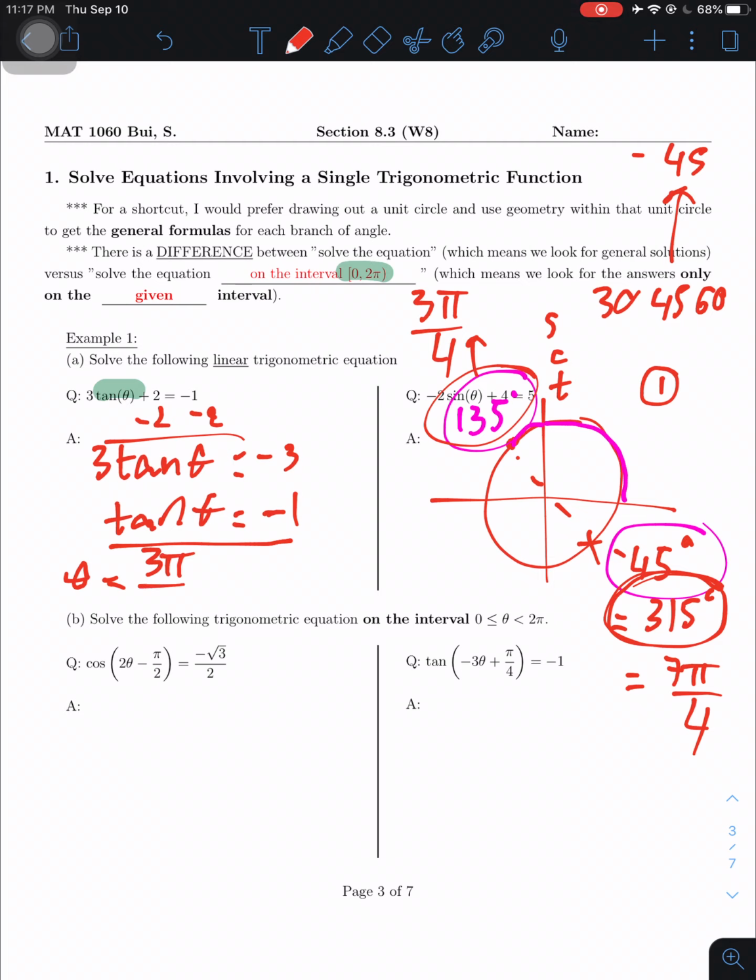3 pi over 4 plus 2k pi and 7 pi over 4 plus 2k pi. Okay, as for the reasoning why I have to include the part with 2k pi in here, think of it like this. If you don't want to get the angle of 135 right here, you can actually go for another circle, right?